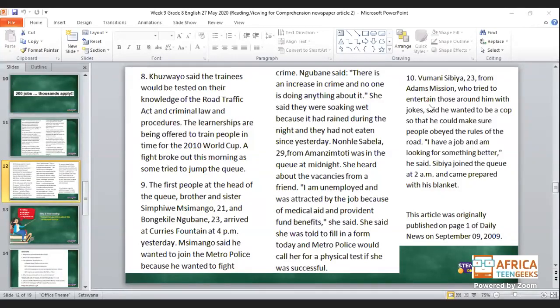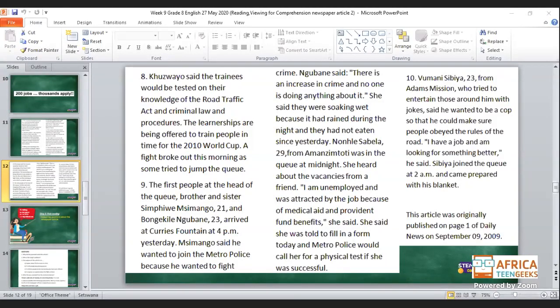The first people at the head of the queue, brother and sister Simpiwe Msimango, 21, and Bongekile Ngubane, 23, arrived at Curry's Fountain at 4 p.m. yesterday. Msimango said he wanted to join the Metro Police because he wanted to fight crime. Ngubane said there is an increase in crime and no one is doing anything about it. She said that they were soaking wet because it had rained during the night and they had not eaten since yesterday.